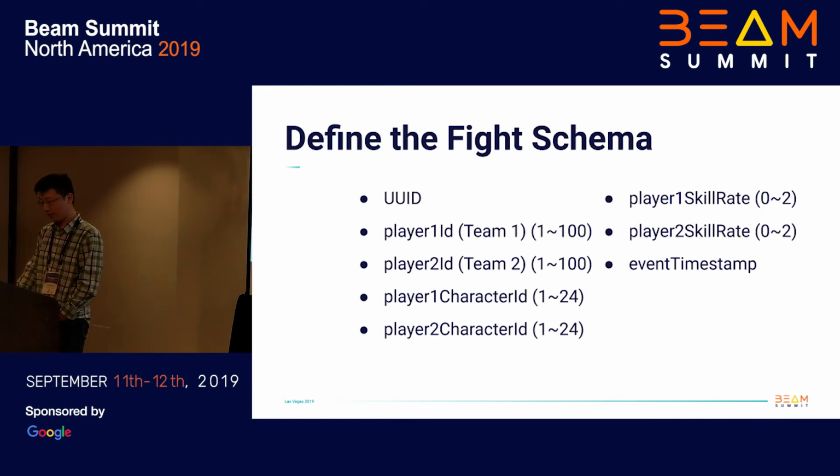And we need to define the fight schema. There are several things that I set up. One is the UUID, which tells what the match ID is. You have different teams, and different teams have different players. The range is 1 to 100, and team 2 also has a range of 1 to 100. For now I only have 25 characters, so it's a range from 1 to 24. Each player also has their own skill set, ranging from 0 to 2. And you also have an event time.